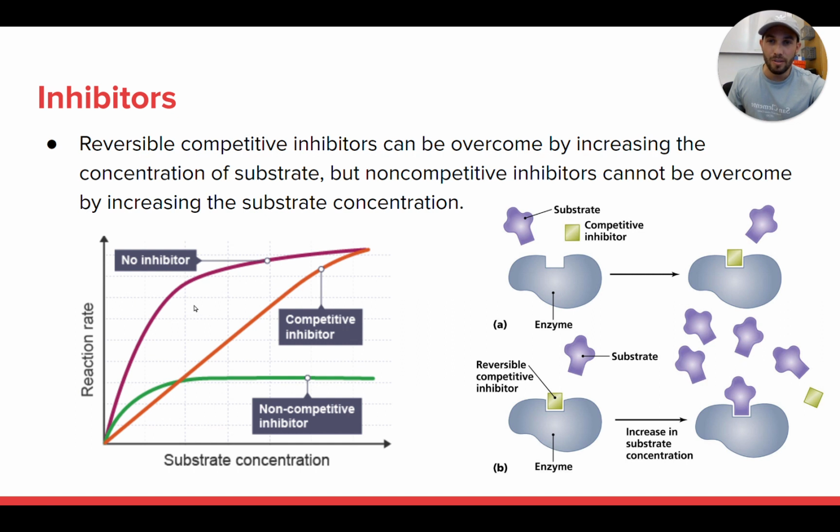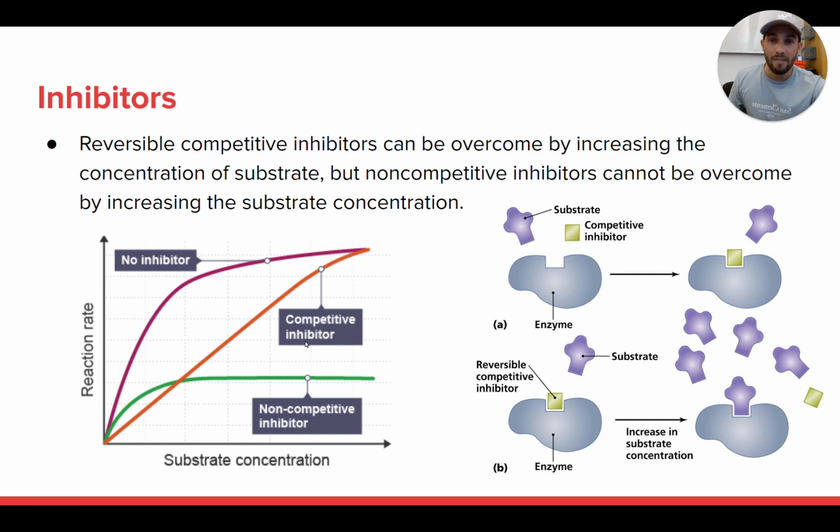It's showing you 3 different lines where you're looking at, if you have more and more substrate, how the reaction rate is affected in an enzyme catalyzed reaction. Now, when there's no inhibitor, if you look at this purple line, this is kind of like the graph we saw earlier. If you add more and more substrate, the reaction will go faster and faster and faster. And then it starts to level off because the enzymes are becoming saturated, right?